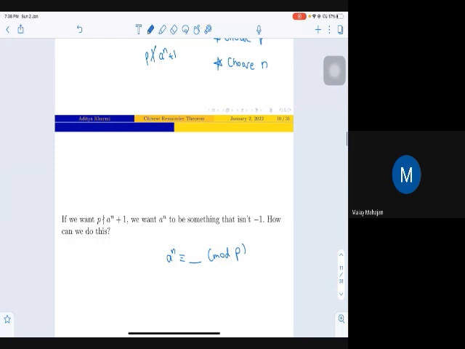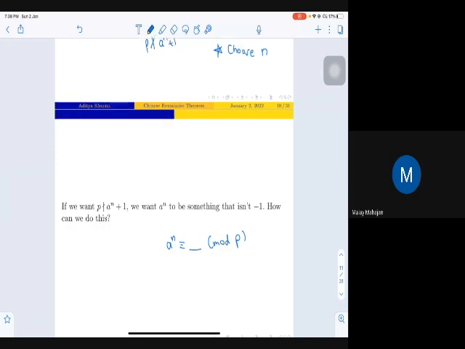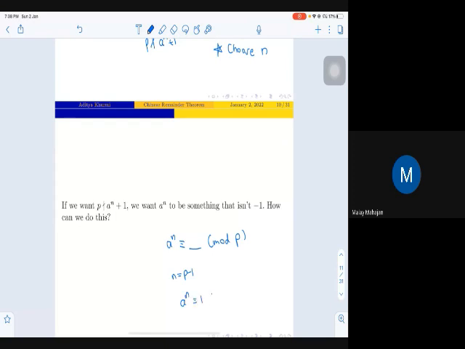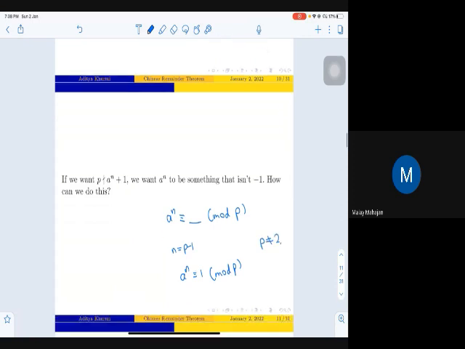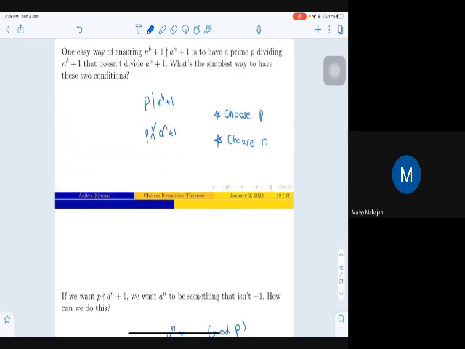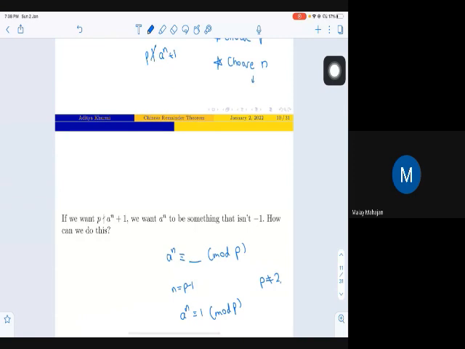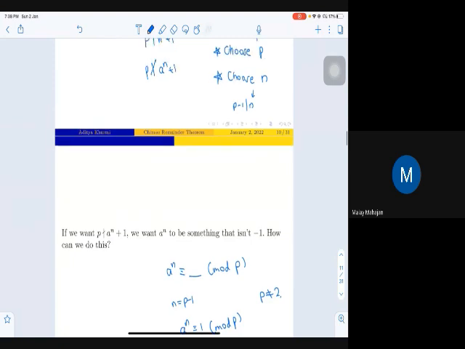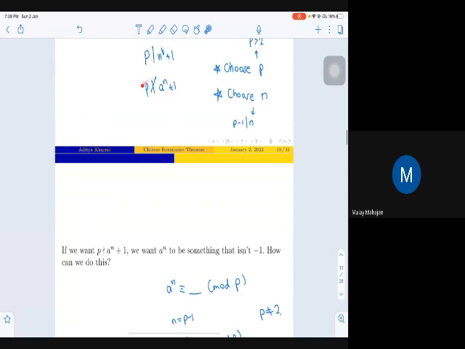Yeah, exactly. So to control exponents, the best way is Fermat's little theorem. If you have, say, n equal to p minus 1, then a raised to n would be 1 modulo p. And 1 and minus 1 would be different, assuming p is not equal to 2. So let's just assume p is not equal to 2. So choose p: one condition is p is greater than 2. And choose n: one condition is p minus 1 divides n. If you have these two conditions, then a raised to n plus 1 cannot be divisible by p. So that's this done.